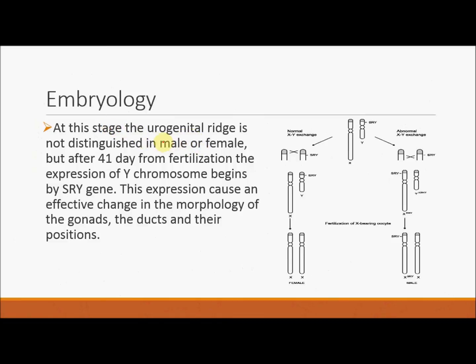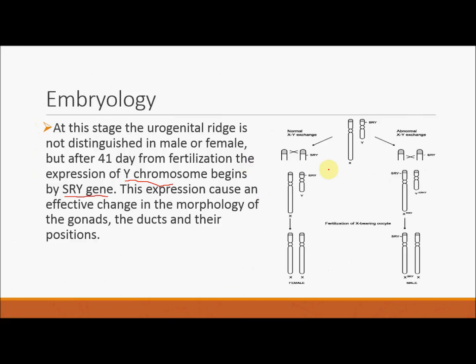So now the urogenital ridge is not distinguished in male or female. In other words, at that time, the doctors won't know if it is a male or a female. But after 41 days, which means approximately 1 month and a week from fertilization, if the baby has a Y chromosome, it will start to express the SRY gene. This expression causes an effective change in the morphology of the gonads, ducts, and their positions, of course.